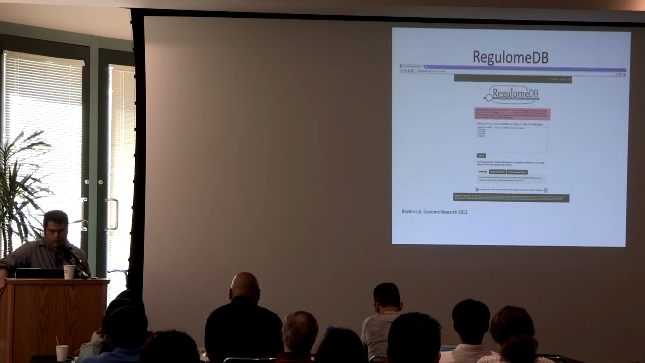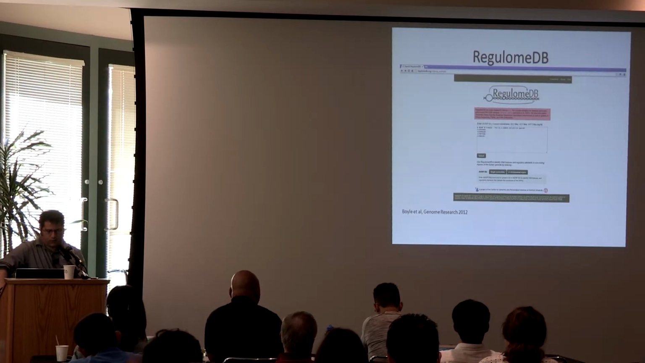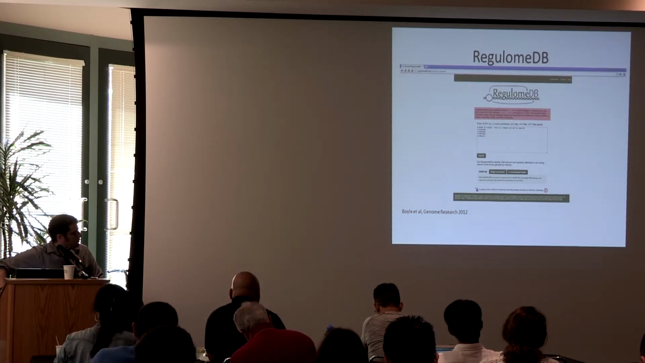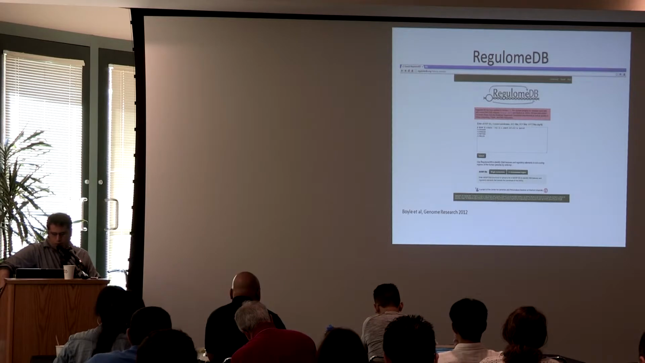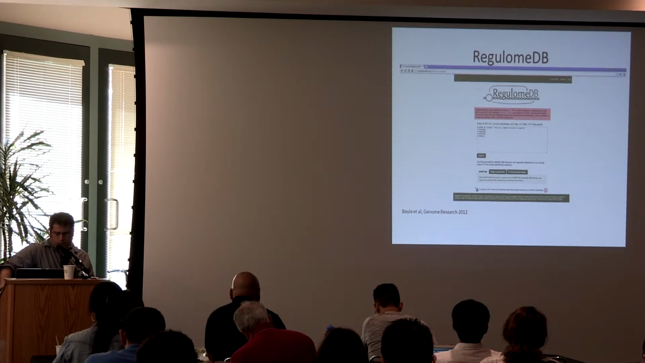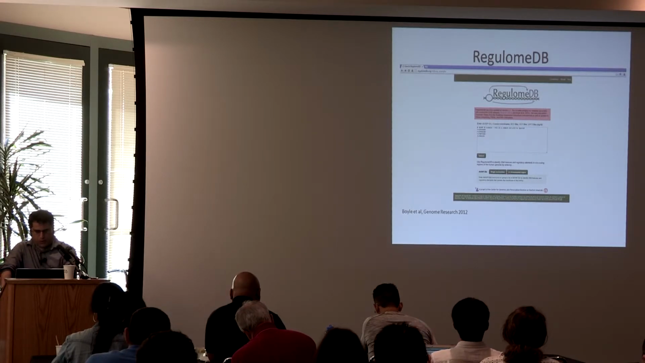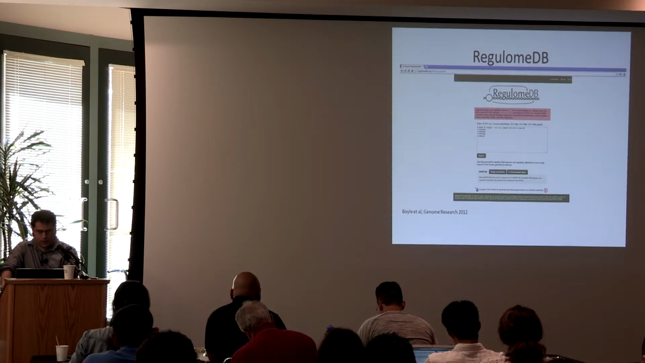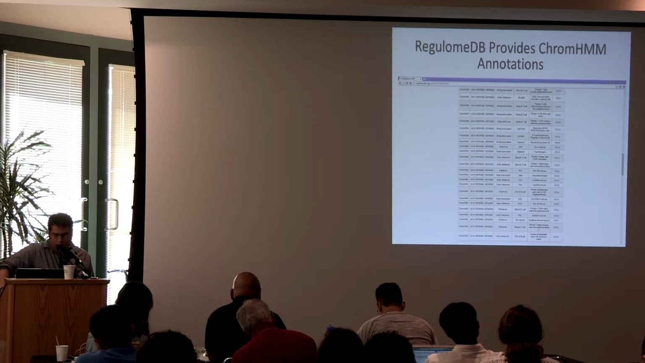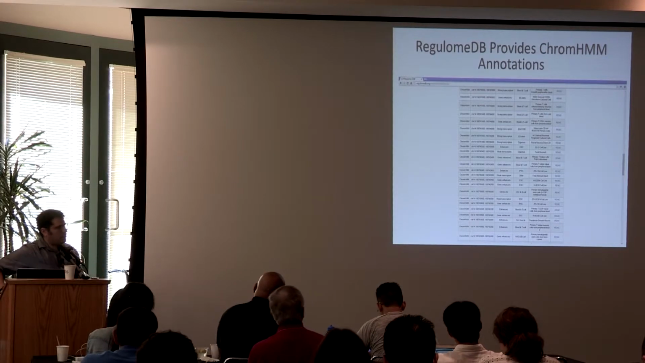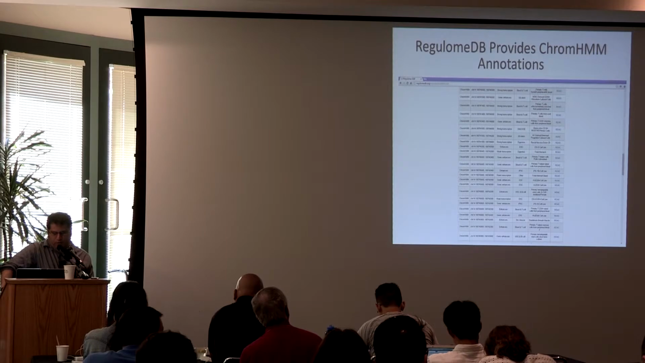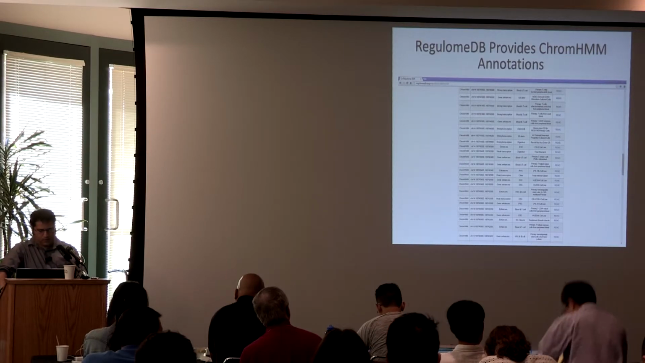So this is another tool out there. This is RegulomeDB, developed by Mike Snyder's group at Stanford. And this one is set where you can provide a set of SNPs, and then it'll give you some scores based on the regulation, various rules of what type of regulatory annotations there are. And it turns out to also just be a convenient way to pull up all the ChromHMM annotations based on the Roadmap model.